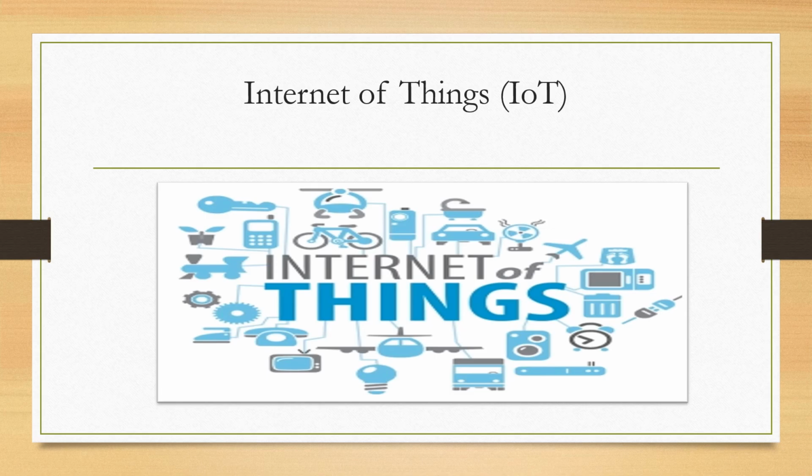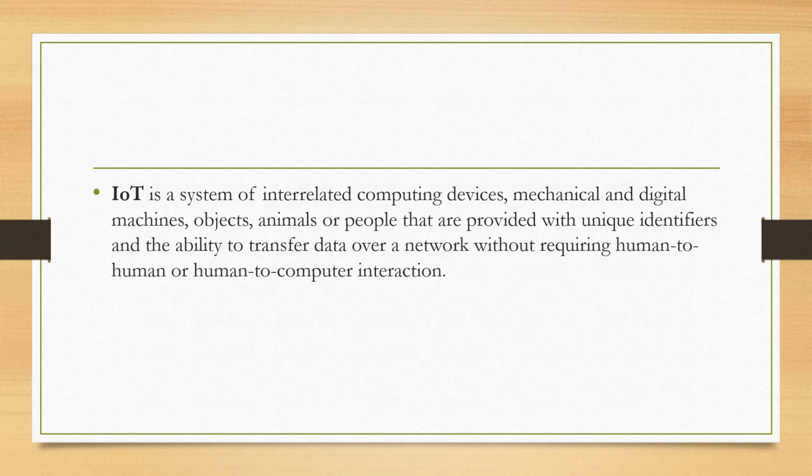So what's the Internet of Things? The Internet of Things is defined as a system of interrelated computing devices, mechanical and digital machines, objects, animals, or people that are provided with unique identifiers and the ability to transfer data over a network without requiring human-to-human or human-to-computer interaction.